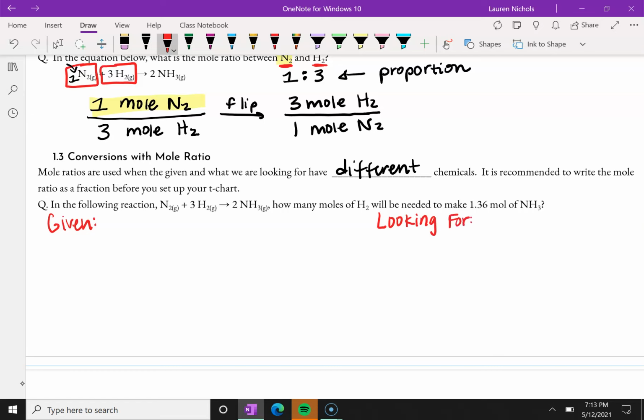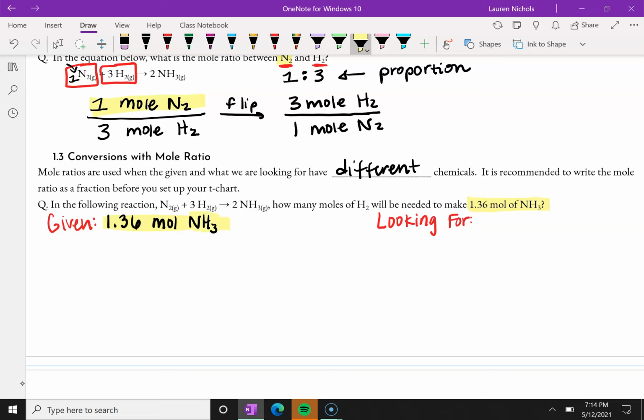So your given is always the number and the unit and the chemical that is provided for you. They're saying you're starting with this. I want to know something else though. And so that number is our given. And so I'm going to keep it highlighted as yellow the whole time. So it's 1.36 moles of NH3. And so that is our given.